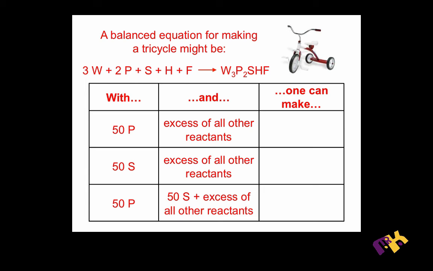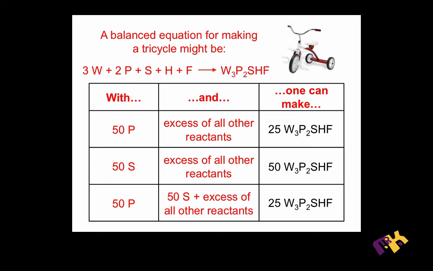And so if we happen to have a formula for a tricycle, we need 3 wheels, 2 pedals, a seat, a handlebar, and a frame. If we add that all together, that's W3P2SHF. So if we had 50 pedals and a limitless supply of everything else, we could make a total of 25. If we had 50 seats and everything else was a limitless supply, we could make 50 of these darn tricycles. If we had 50 pedals, 50 seats, and unlimited supply of anything else, we still can only make 25, even though we have extra seats to go around, because the pedals are limiting us. We're out of pedals. We can no longer make any tricycles.